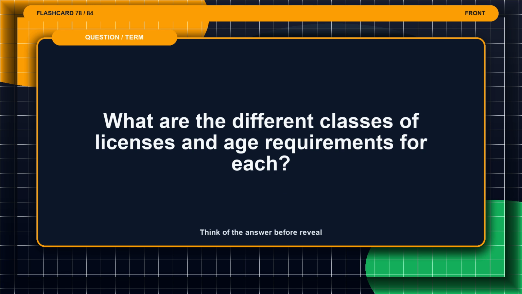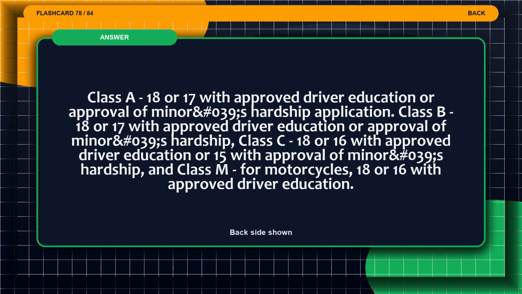Flashcard 78. What are the different classes of licenses and age requirements for each? Think of the answer before the reveal. The answer is Class A, 18 or 17 with approved driver education or approval of minor and parent's hardship application. Class B, 18 or 17 with approved driver education or approval of minor and parent's hardship. Class C, 18 or 16 with approved driver education or 15 with approval of minor and parent's hardship. And Class M for motorcyclists, 18 or 16 with approved driver education.